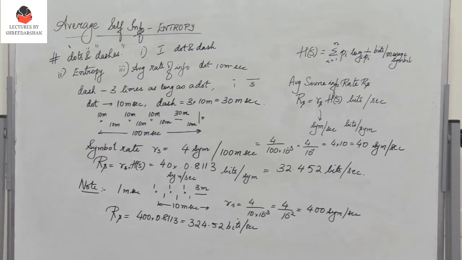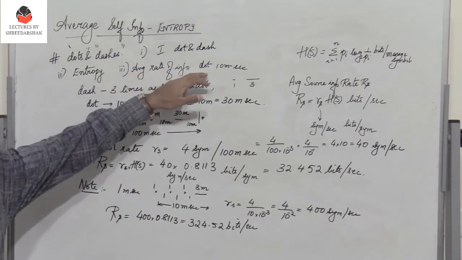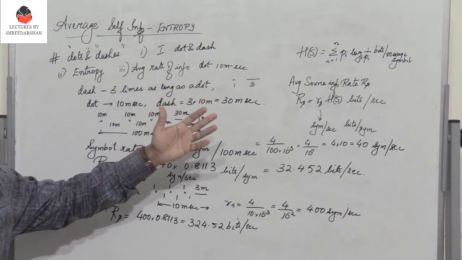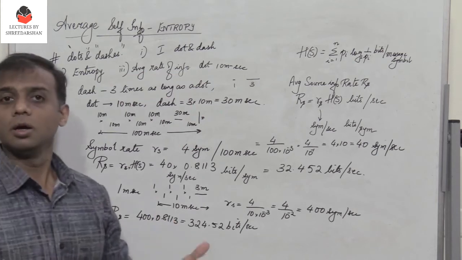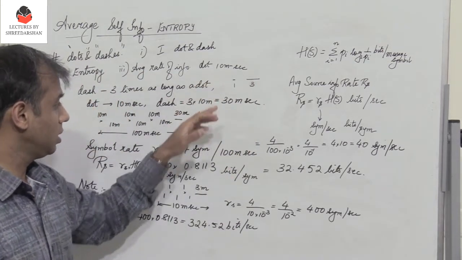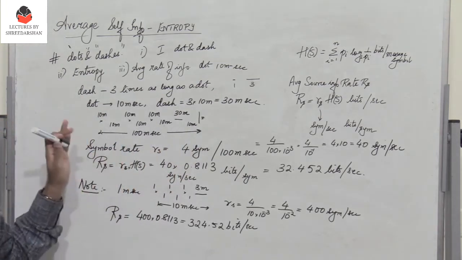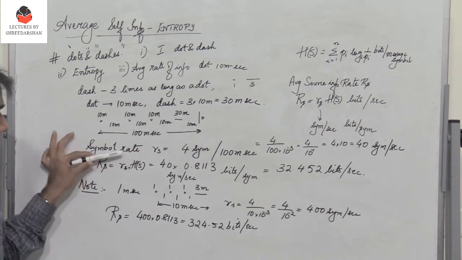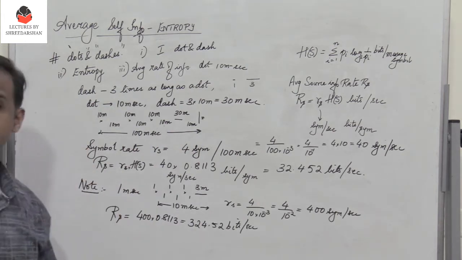So here it is 1 millisecond. In the problem considered, the dot is 10 millisecond. So in the examination they can give 10 milli, 1 milli, or 100 milli, or 5 milli. So it may differ. Depending on the value given here, make sure that you calculate this correctly. Once this is calculated, then you will get the final symbol rate as well as the information rate. Right? So this is the second problem.